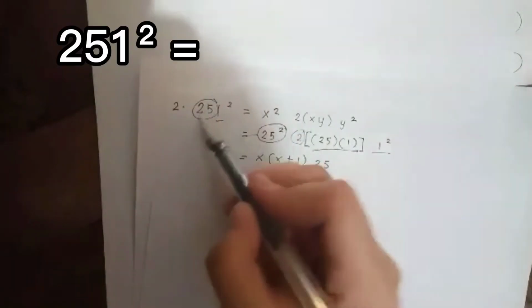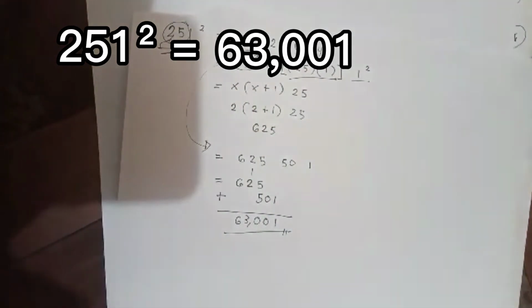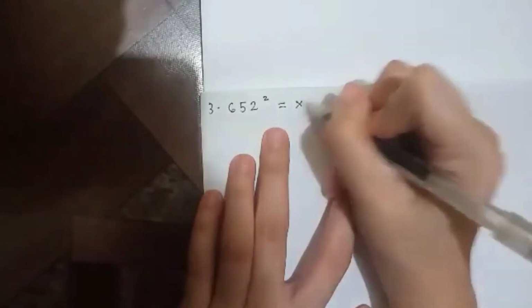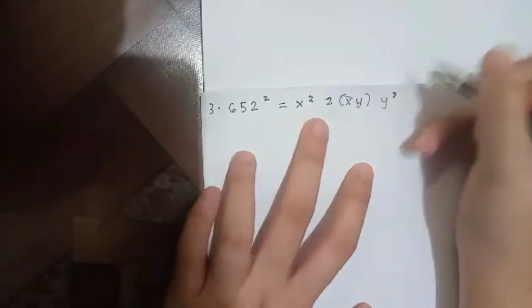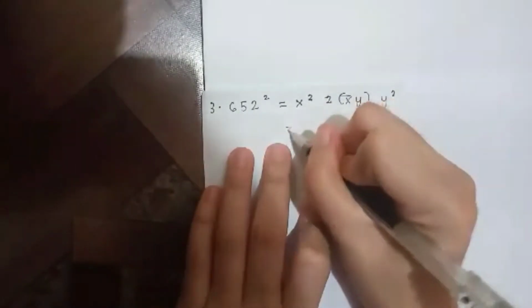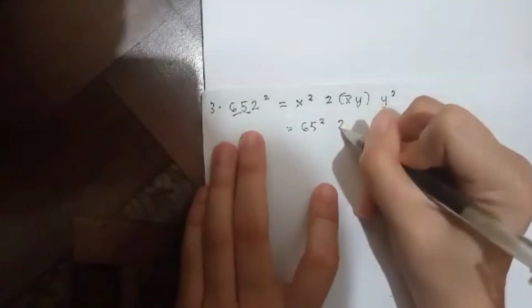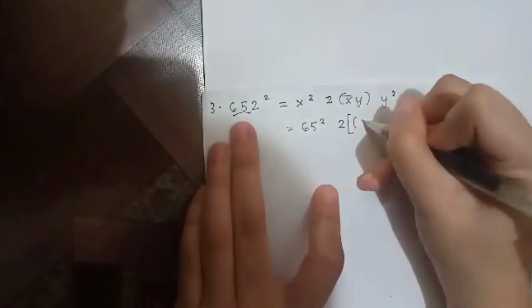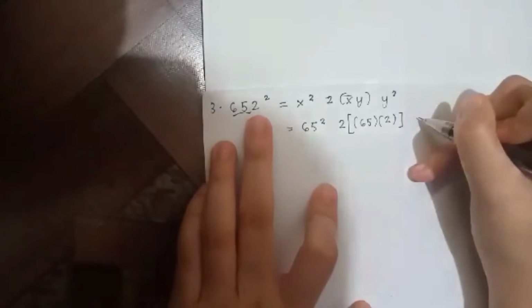So thus 251 squared is equal to 63,001. Now we have the third and the last example, 652 squared. So now we are going to copy the formula x squared, 2xy, and y squared. So we know x squared here is this 65, and multiply x, which is 65, and the y, which is the last digit, 2, and the y squared.